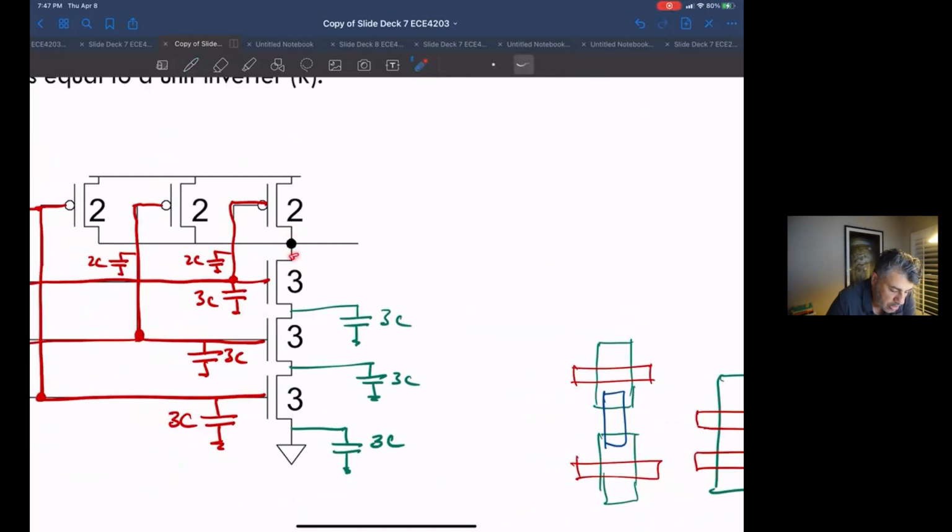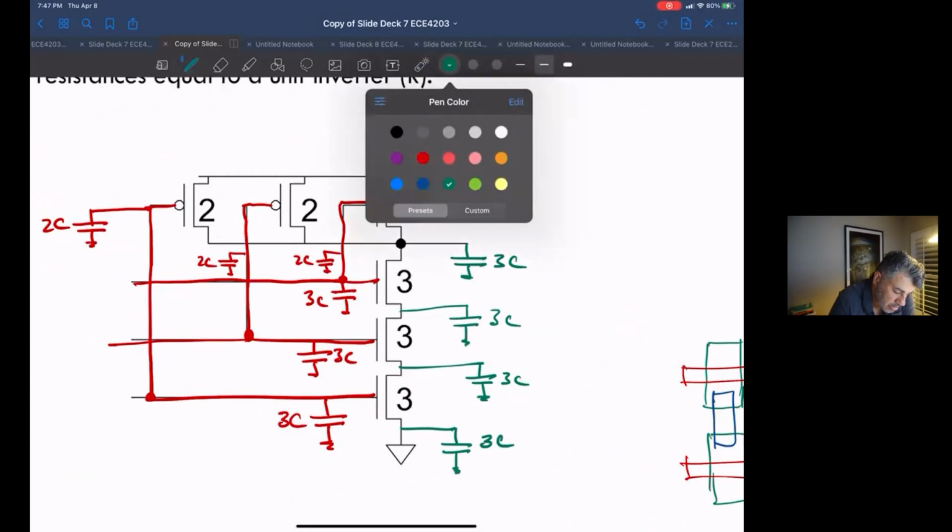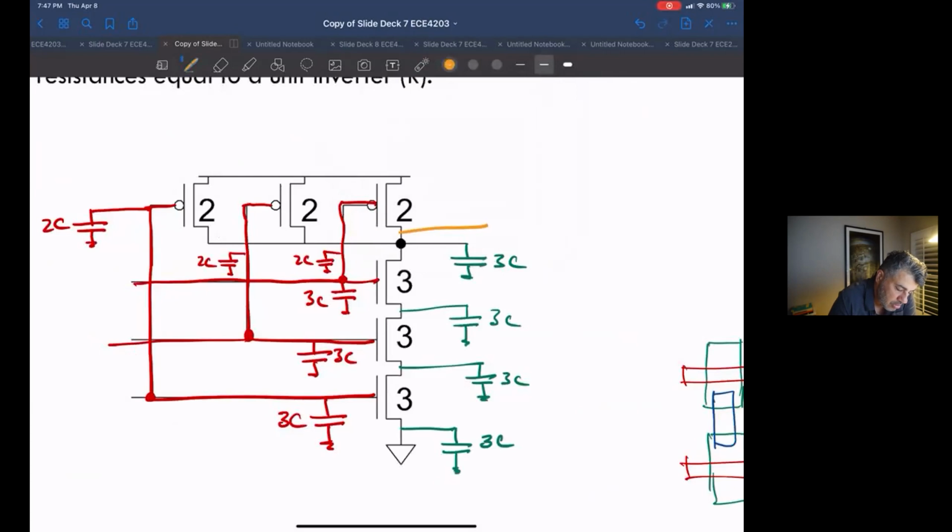Now, on this output node, there's no way to merge the diffusion capacitance of an NMOS with a PMOS. So here for the NMOS, I get 3C. And unfortunately for the PMOSFETs, we can't really merge those either, because they are in parallel. So for the PMOSFETs, let me put those in a different color, orange, I end up getting 2C for each.